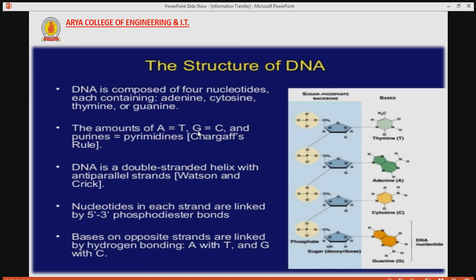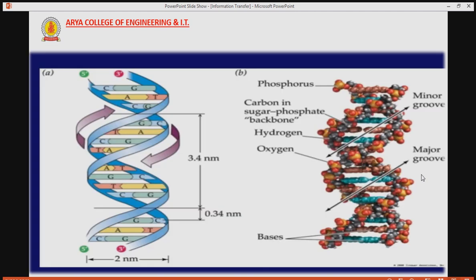DNA is a double stranded helix with antiparallel strands. This model was proposed by Watson and Crick. Nucleotides in each strand are linked by 5' to 3' phosphodiester bonds. Bases on the opposite strand are linked by hydrogen bonding, that is adenine with thymine and guanine with cytosine. Here we see the four bases of DNA: thymine, adenine, cytosine and guanine.